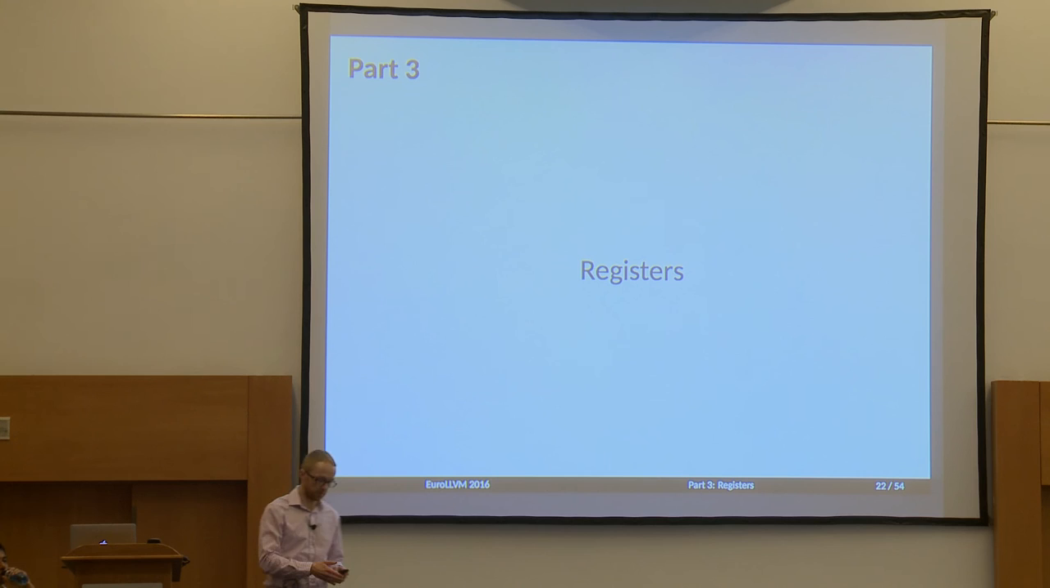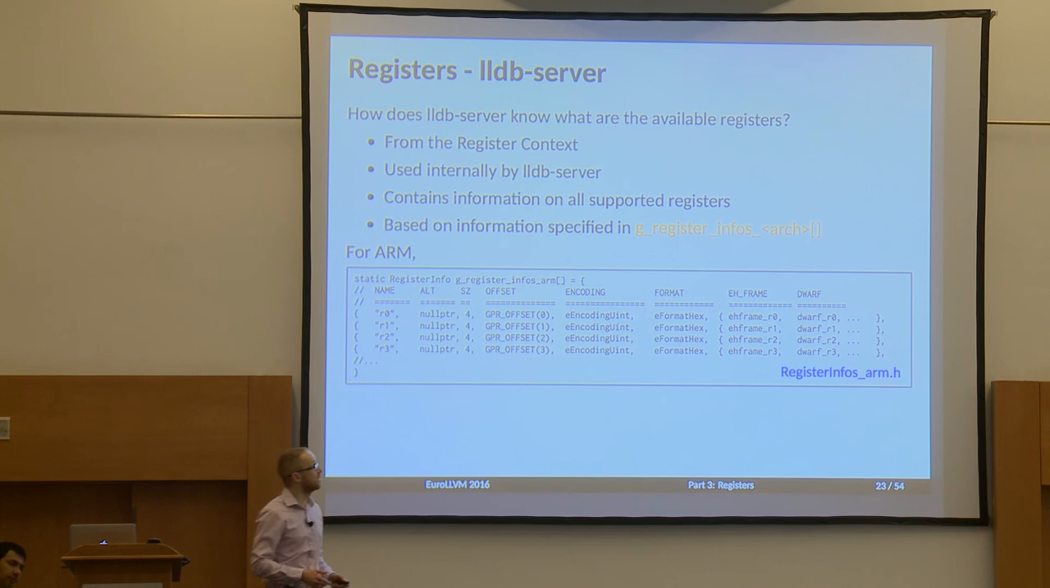So LLDB server internally uses a class called RegisterContext. It contains all the information on available registers, and it also contains the interface for reading, writing, and modifying registers. And you, as a developer, have to provide information in this big array. There will be a different array corresponding to your architecture. So for ARM, you'll have g_register_infos_arm, and you provide information for all registers in this big array. Every line in this array corresponds to one register, and it's a RegisterInfo struct, which contains a lot of information. I'll jump into detail in a sec.